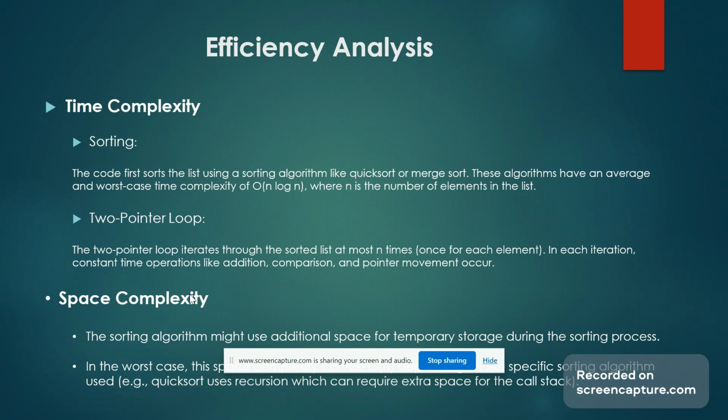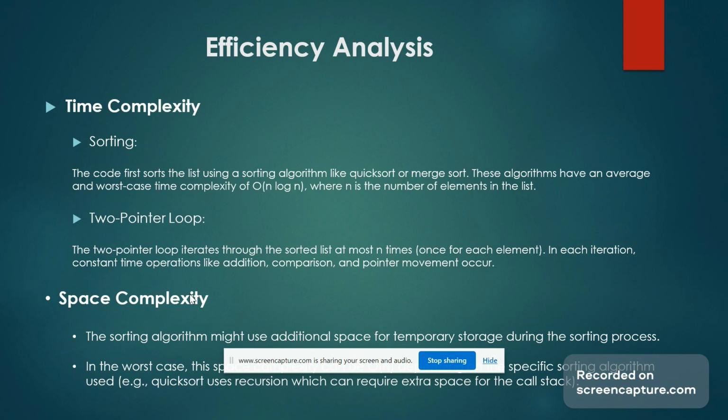So if we see the overall time complexity, the sorting step dominates due to its O of n log n nature, and the two-pointer loop contributes a linear factor O of n, but is less significant compared to sorting. Therefore, the overall time complexity of the code is O of n log n.